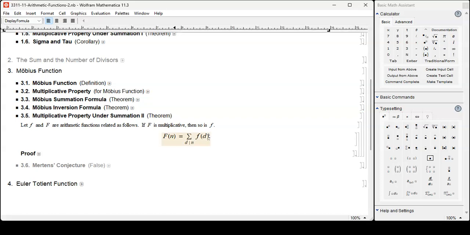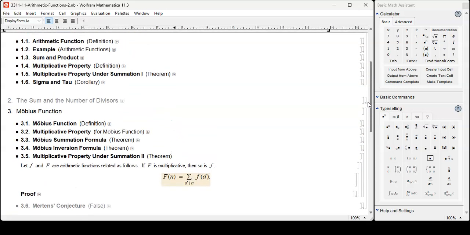So what can you say? If you have this relation, capital F is multiplicative if and only if small f is multiplicative.